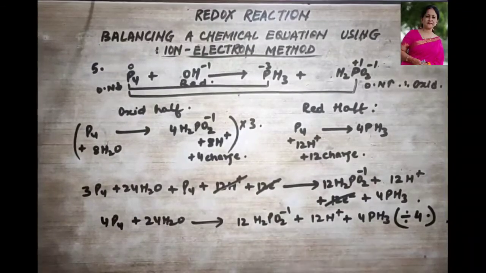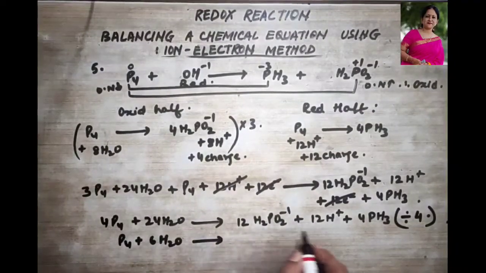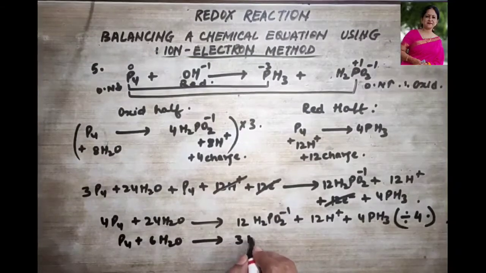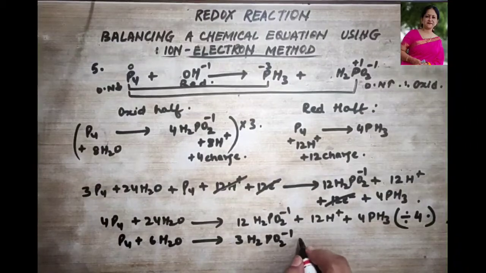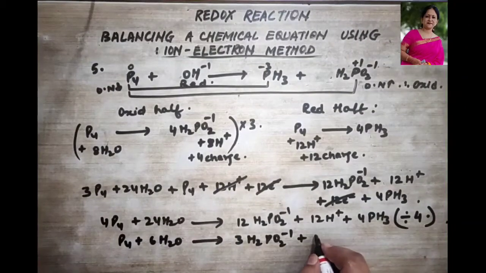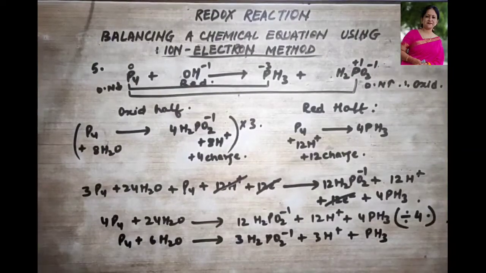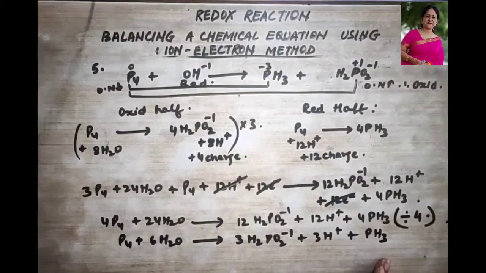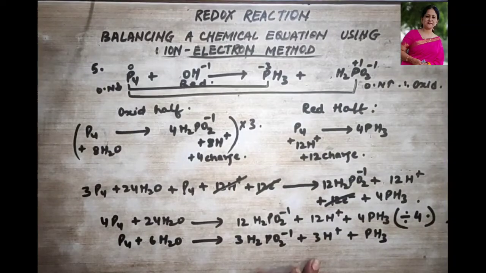So what are we going to get? We will finally get P4 plus 6H2O gives 4 3s are 12, that is, 3 H2PO2 minus 1 plus 3 hydrogen ions plus PH3. This is balanced. Finally, what do we have to do? We have to bring back sodium, isn't it? Now, 3 hydrogen ions are there.